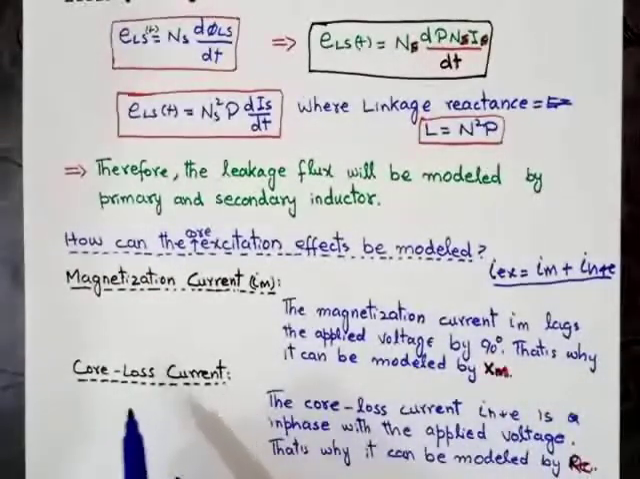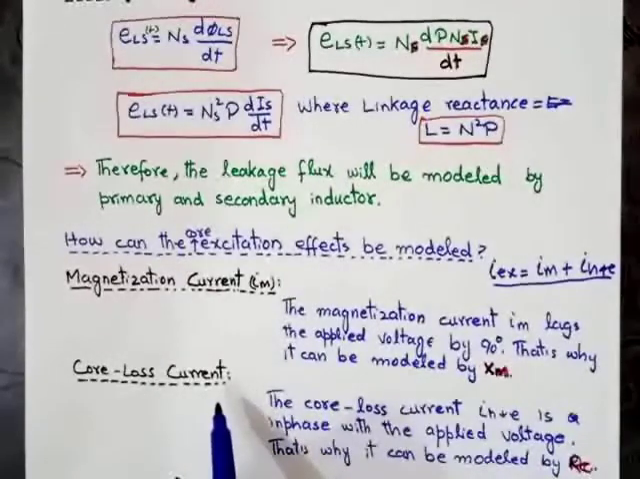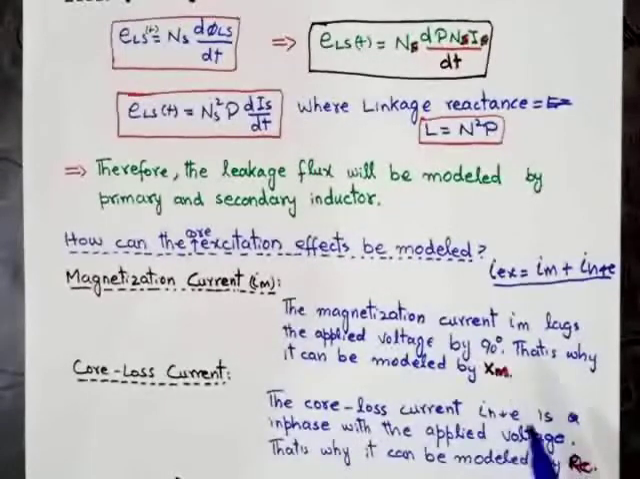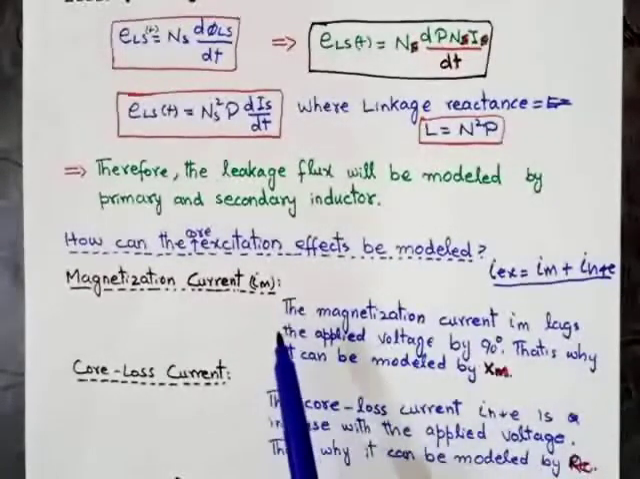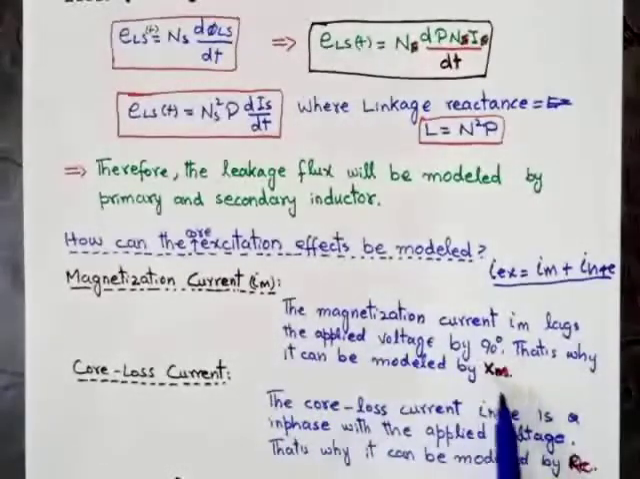And the other parameter is the core loss current. The core loss current is in phase with the applied voltage, as we have already discussed in detail. As we know, in the case of a resistance, voltage and current are in phase. So that's why it can be modeled by RC, which means core resistance. We will present the excitation effect with XM and RC.